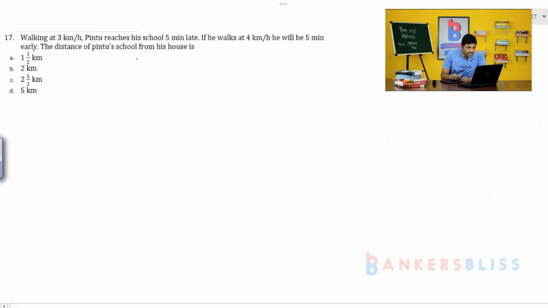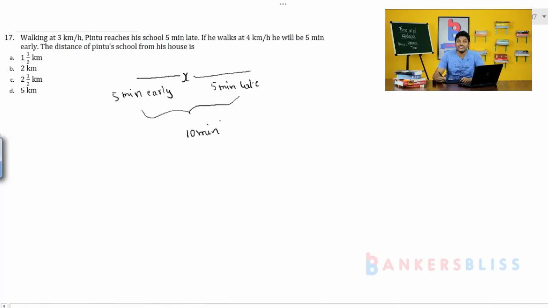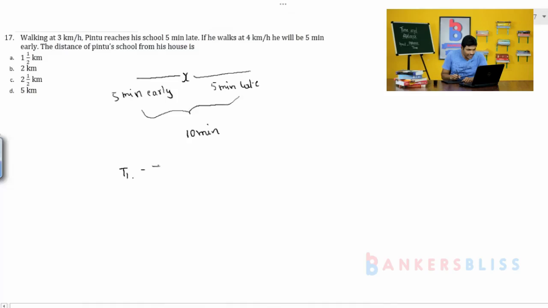In the first case, see here, this is the actual time, let us take. So in the first case, 5 minutes late. In the second case, 5 minutes early. So altogether, the difference is 10 minutes. So the time difference, that is T1 minus T2 is equal to 10 minutes.